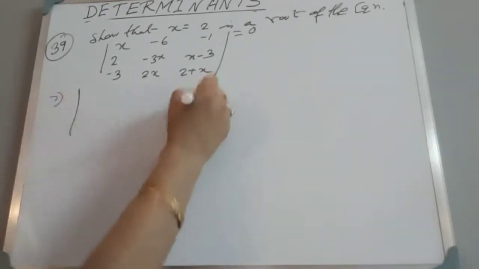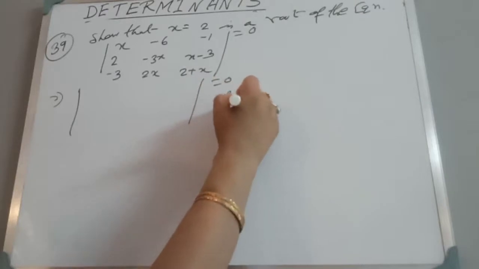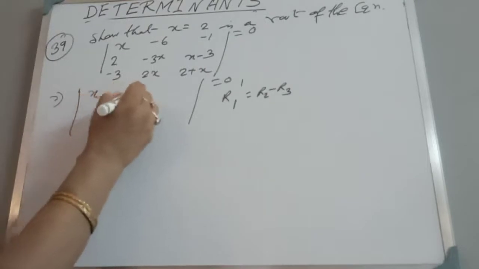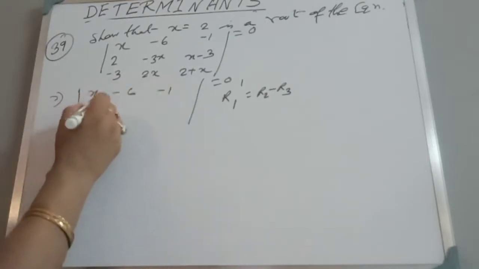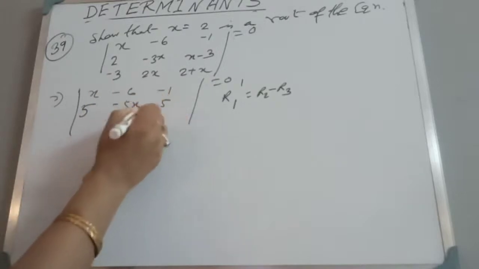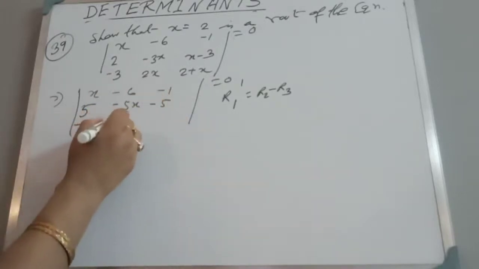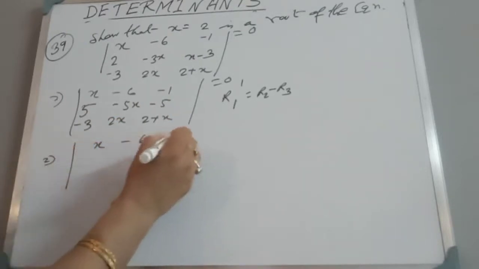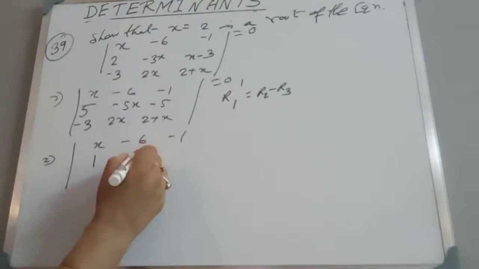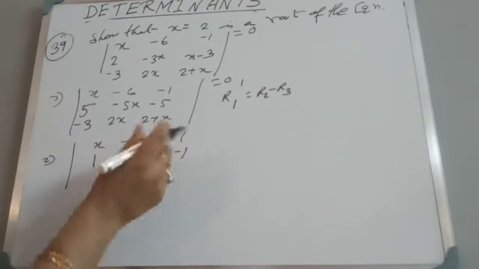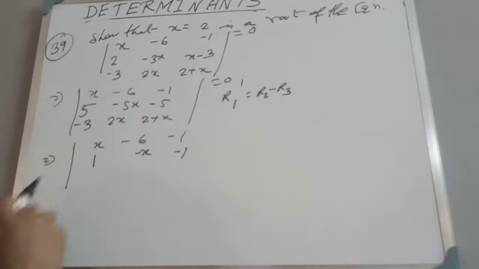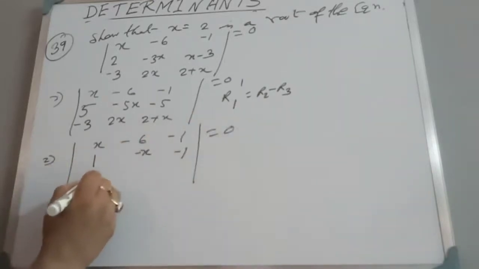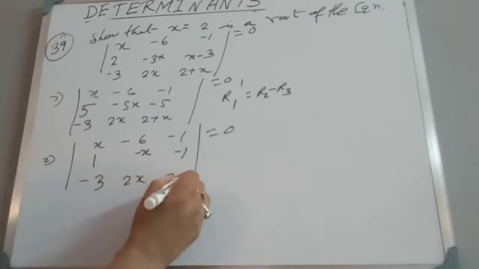Same as before, we will give some operations. R1 dashed equals R2 minus R3. Then what will we get? x minus 6, minus 1, 5 minus 5x, 5 minus 5, minus 3, 2x, 2 plus x, which implies x minus 6, minus 1, 1 minus x, minus 1, with 5 taken out. Since the right side is already 0, it will automatically be 0, and the last row will be minus 3, 2x, 2 plus x.